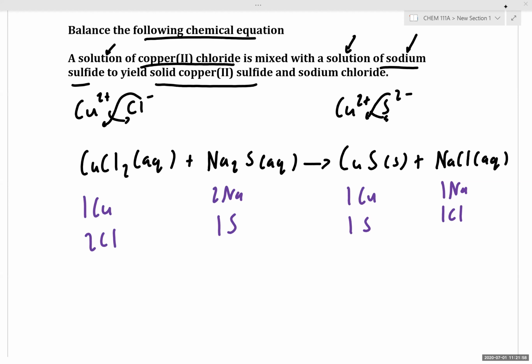So just because your reactants are in solution doesn't necessarily mean your products will be aqueous. It depends on their solubility. And we'll talk about the solubility rules in the later half of this chapter / next chapter. So copper sulfide is actually not soluble. It doesn't dissolve in water, and that's why it gets the solid symbol.